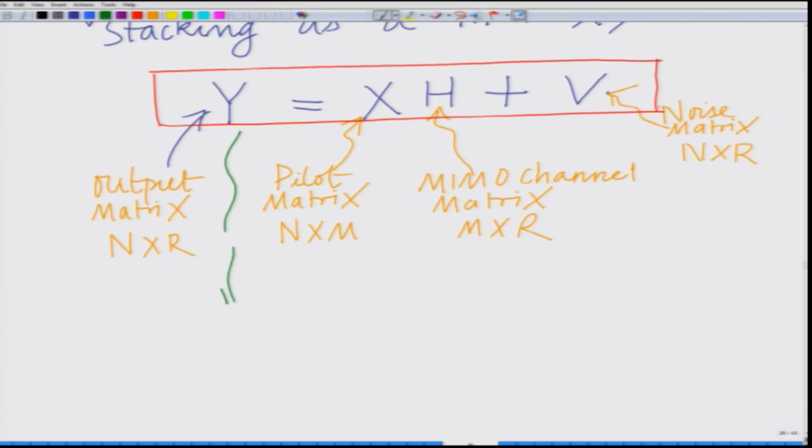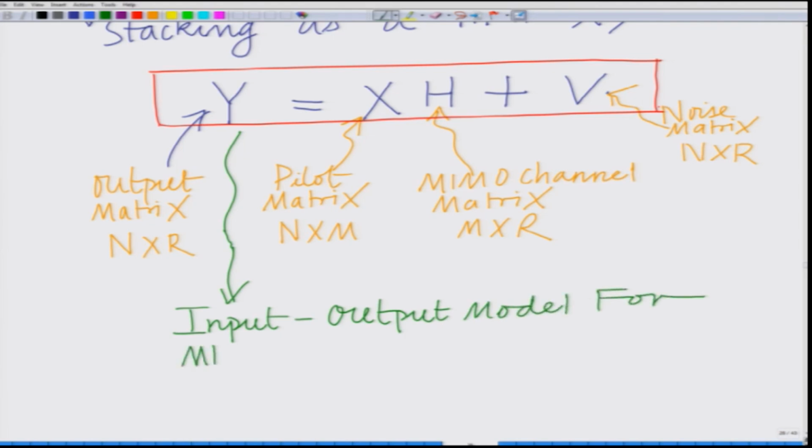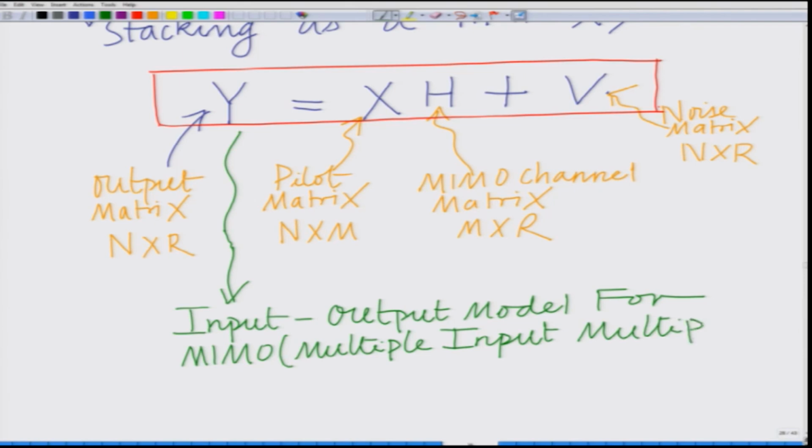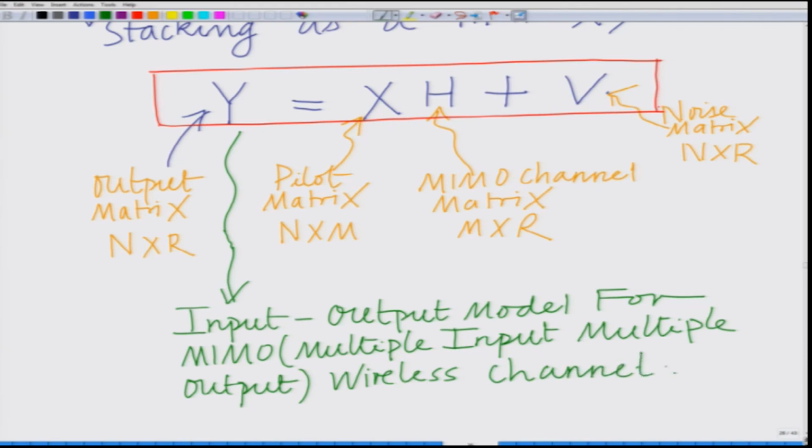So, let me just write that down also. This is the input output model for your MIMO, or multiple input multiple output wireless channel.